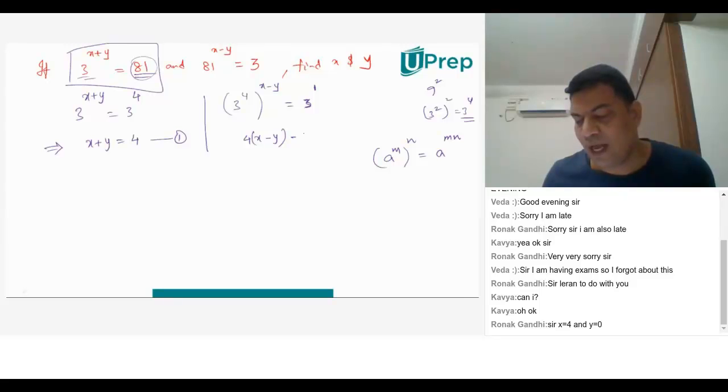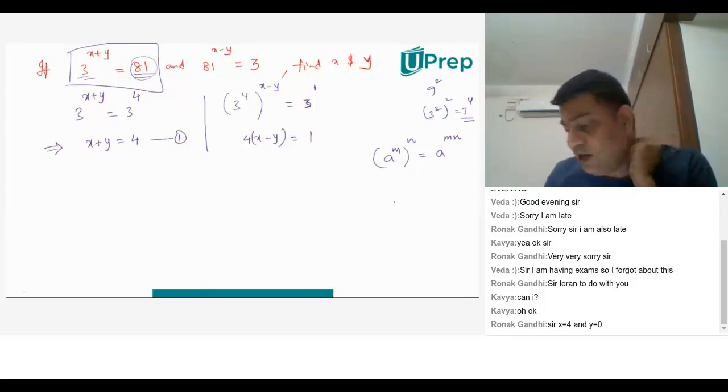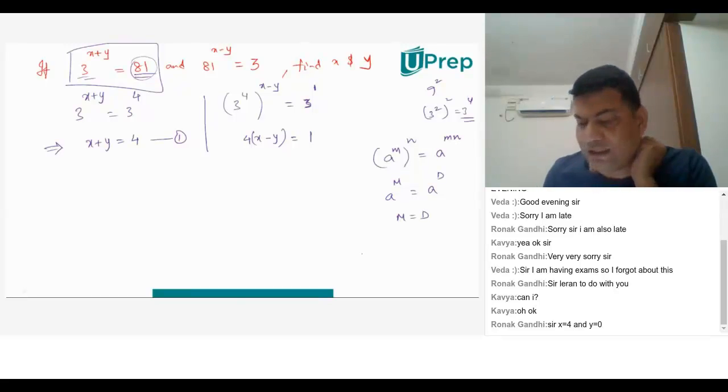That should be equal to 1. Why should it be equal to 1? Because the bases are the same, so the powers can be equated. That's what we learned. If you remember, we learned a very interesting concept: a to the power monkey is equal to a to the power donkey. Then your monkey will be equal to donkey in all the cases, except, can anyone remember except what?